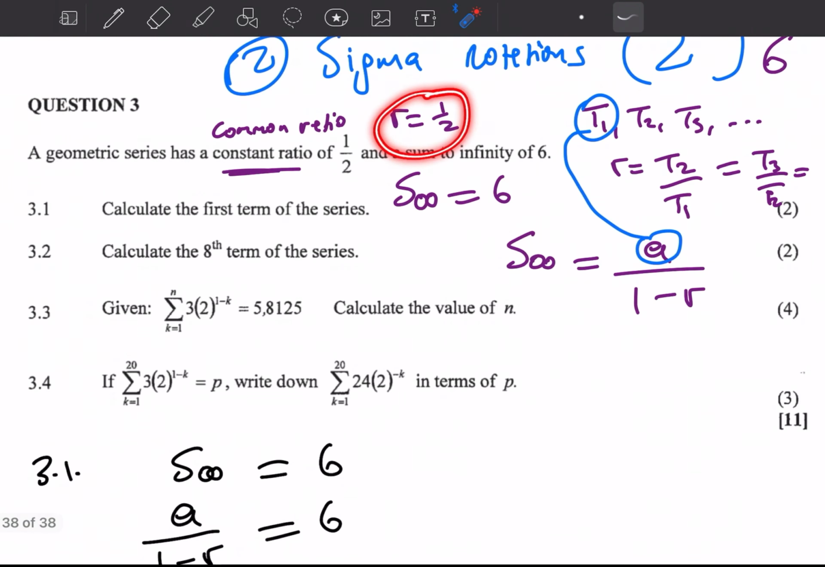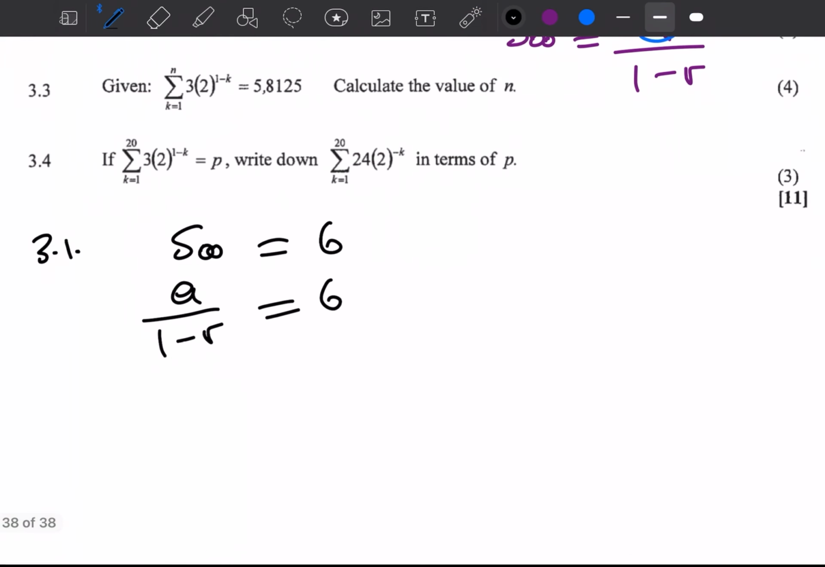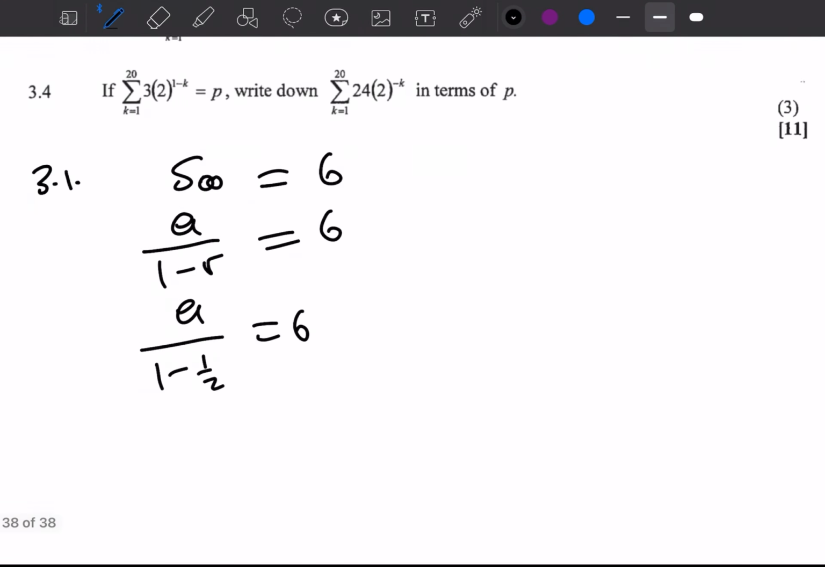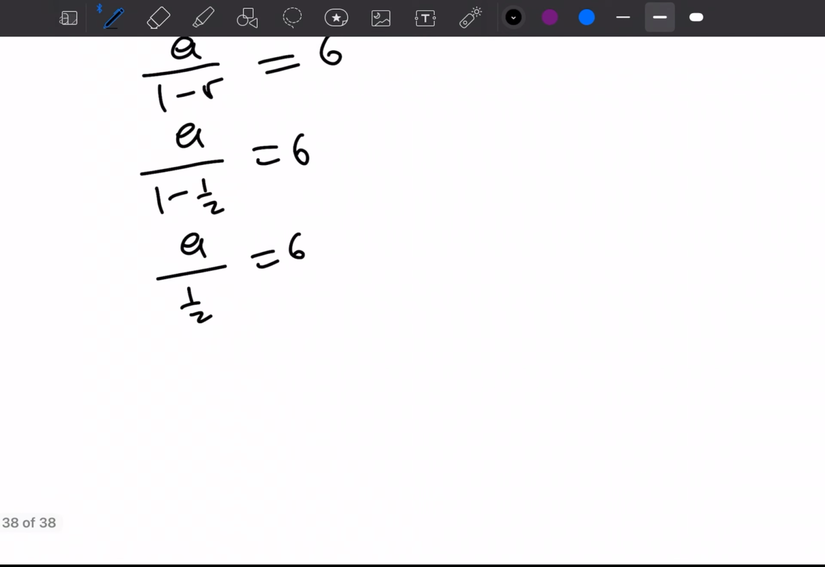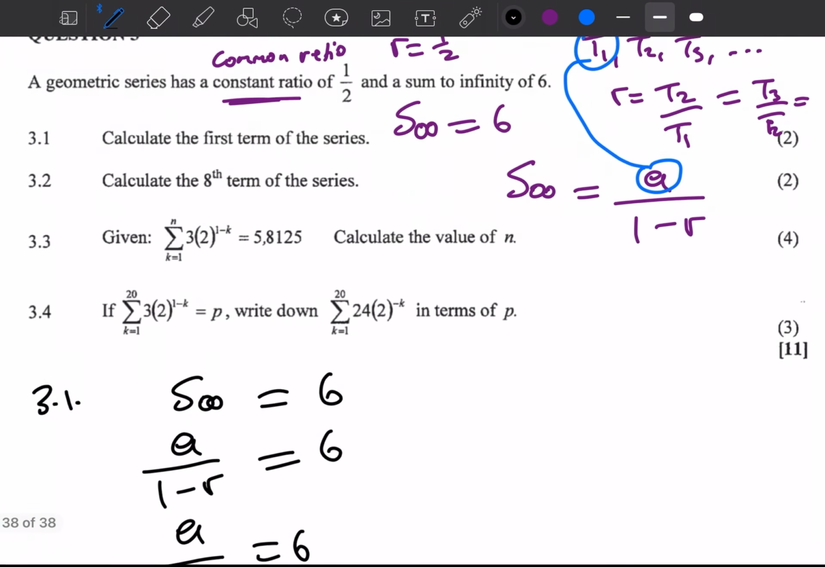is given as half. Okay, so this is going to be a over 1 minus half is equal to 6. And you can just quickly solve for a, so it will be a over 1 minus half, which is half, is equal to 6. You cross multiply, you're going to have a is equal to half times 6. Therefore, half times 6 is 3. So your a is 3. Your first term is 3.